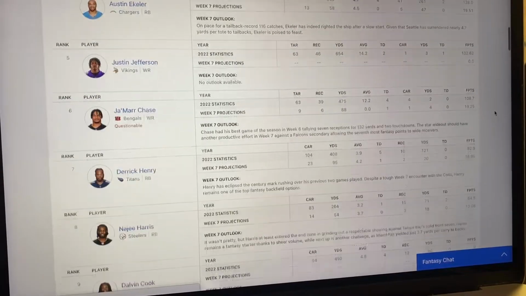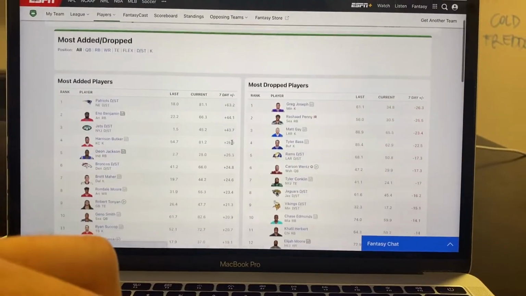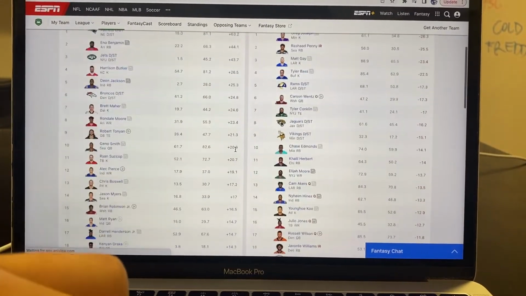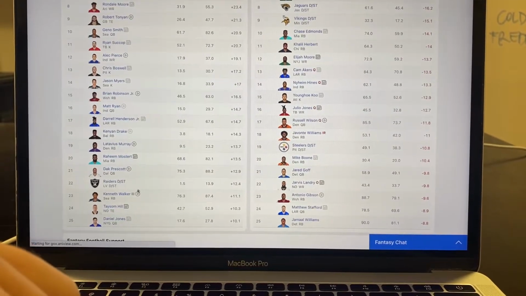Lastly, you're going to want to pay close attention to trending NFL news and keep an eye on the waiver wire. The waiver wire is a place where players who aren't currently on a roster exist, and you can add these players to your roster when their stock is trending upwards.